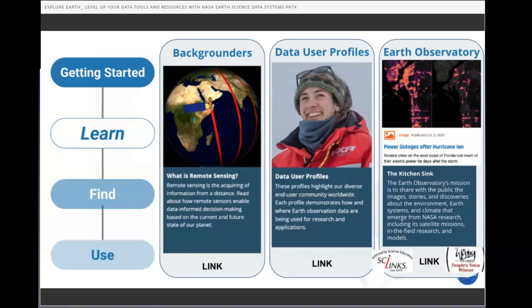We also have what we call data user profiles. Many of these are university folks, right? But the thing I want you to think about, especially if you are at the high school level, is that when you're looking for opportunities to engage students in real data and real problem solving, check out some of these data user profiles to learn about the research questions these people are asking.